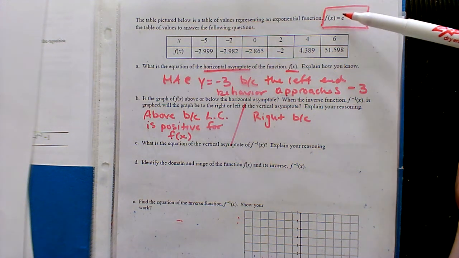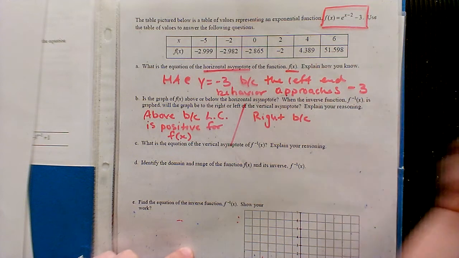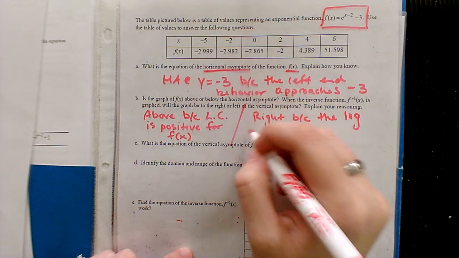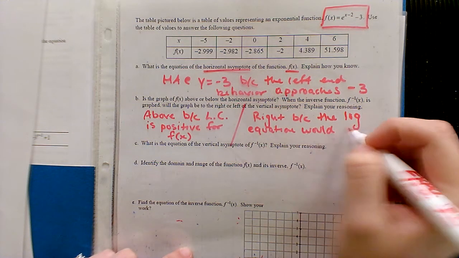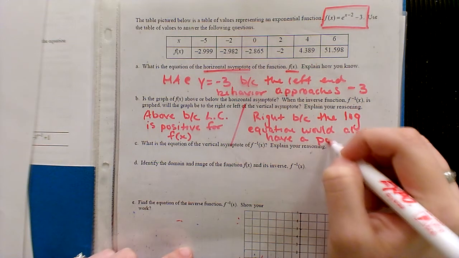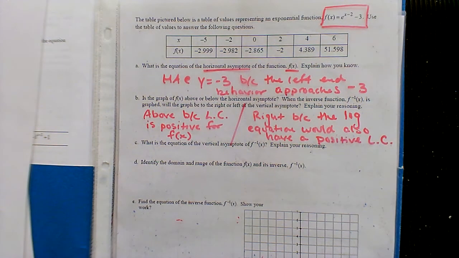Mm-hmm. So if this had a positive leading coefficient, that means if you were to switch the variables and solve for y like we did yesterday, that log equation would also have a positive leading coefficient. So we could say right because the log equation would also have a positive leading coefficient or positive a value, however you want to reference it.